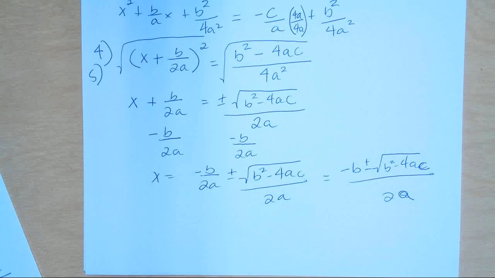Quadratic formula, negative b plus or minus the square root b squared minus 4ac, all over 2a.